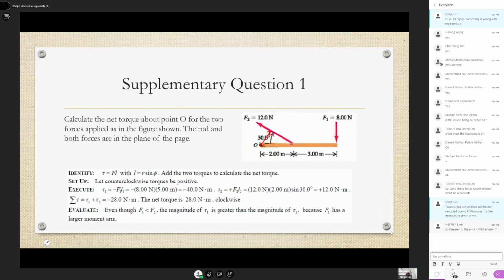Then net torque basically means you sum up the torques together. Tau 1 plus tau 2 will give you minus 28. If you get a negative value, you'll know that the torque is going clockwise. In other words, this F1 will win, so you'll be pushing it clockwise. Okay, any questions?